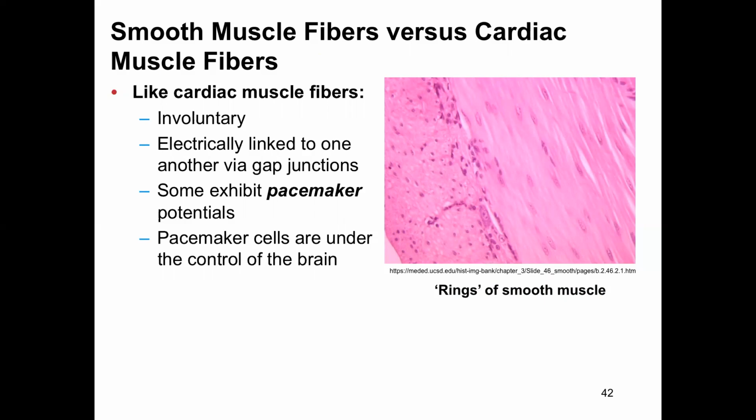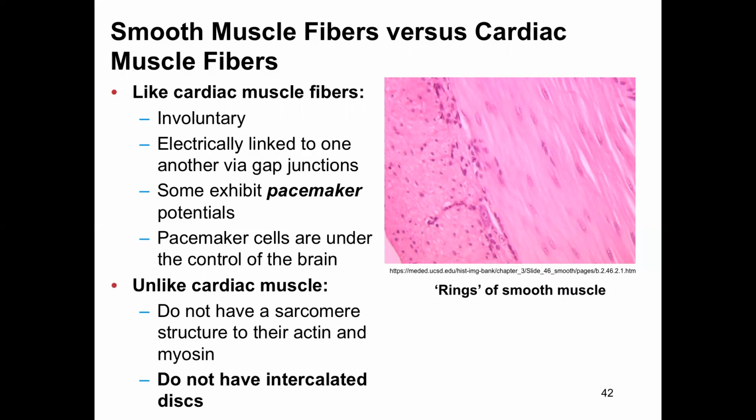Some of them can have a pacemaker potential, but it's not quite like what you see with the heart, it's a little different. We will talk about it, right? These ones are also under the control of the brain. They are influenced just like the heart ones. But unlike cardiac muscle, they don't have a sarcomere structure, and they do not have intercalated discs. Then what I ended up doing in class is talking about the structure, and I want to plant the seed. We're going to talk about it later.